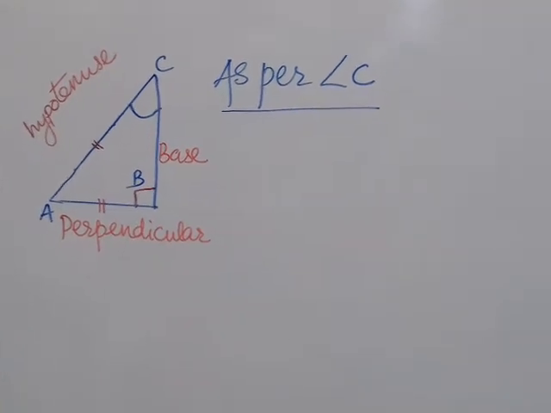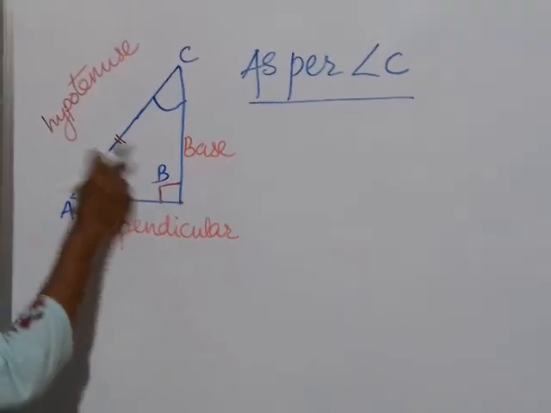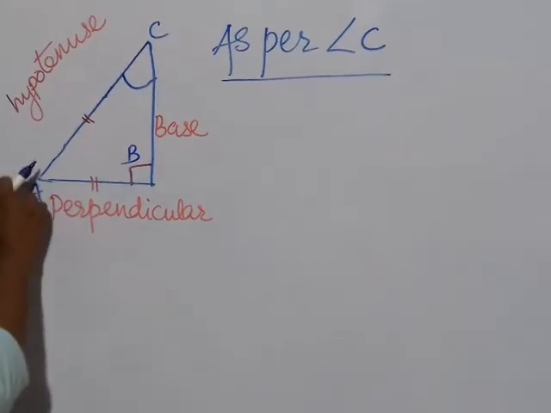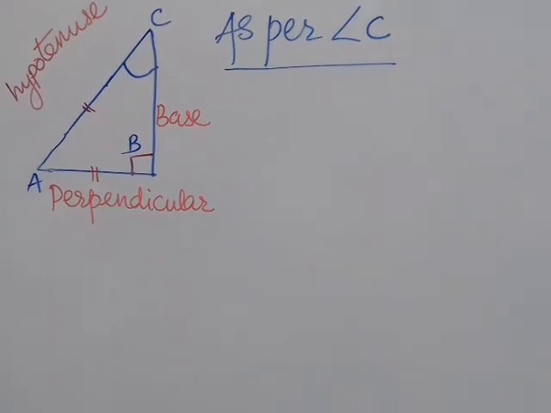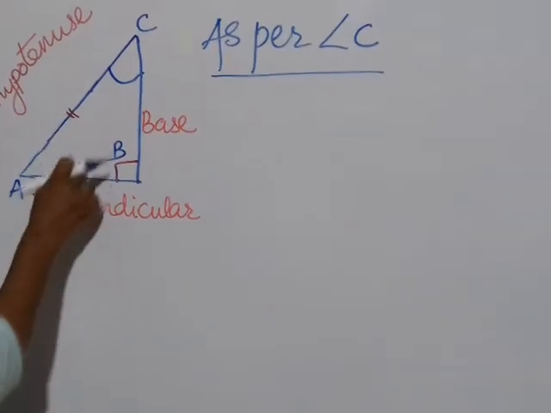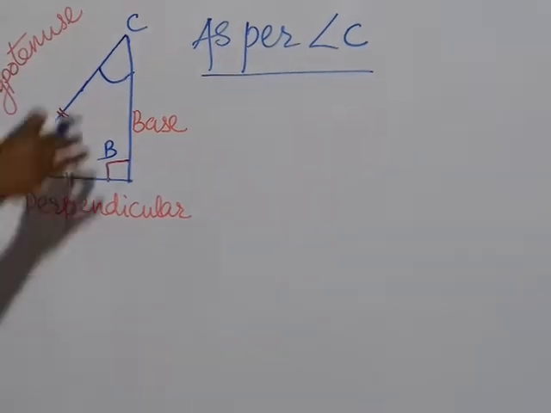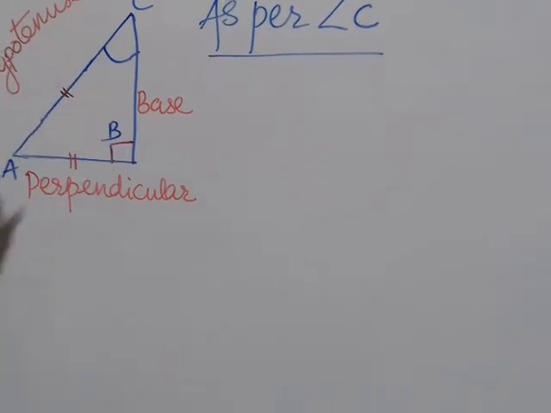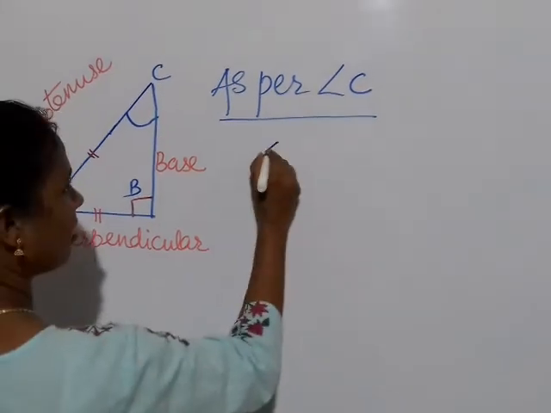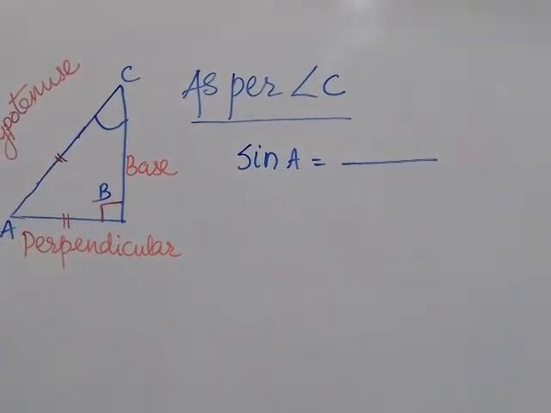Once again I am telling, the side opposite to the right angle is the hypotenuse, and two acute angles are there. We have to see which angle we are considering. If we are considering C, then the side opposite to that acute angle will be perpendicular, and the remaining side will be base. Okay. Now we have to study sine A. Short form, sine A. What is sine A?